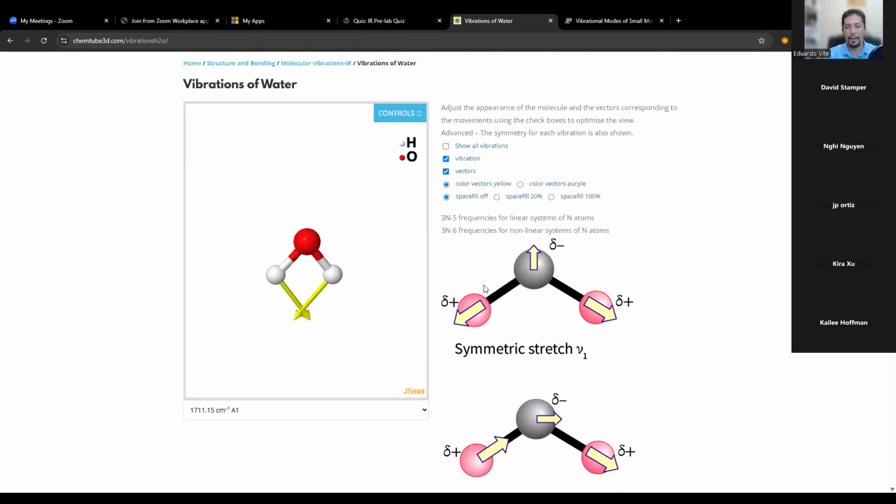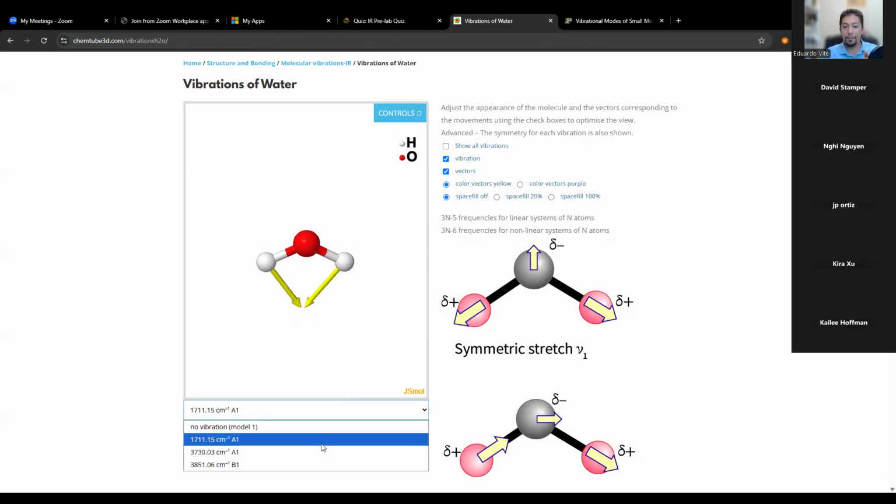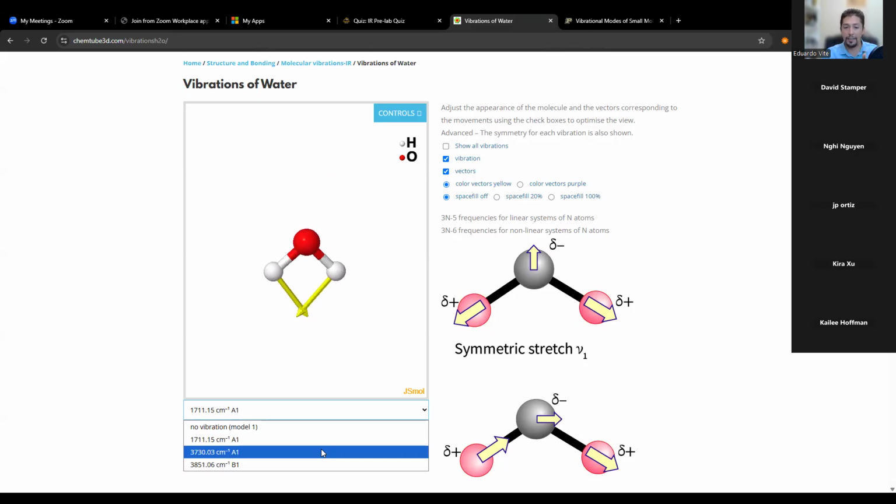So if you look at an IR spectrum of water, you will observe a peak at 1711 wave numbers that corresponds to this specific vibration because it takes a photon of infrared energy of this exact energy to create this exact vibration. It's very, very specific. And so we have another vibration at 3730. Notice the wave number here is a lot higher. That means that this vibration takes more energy to create.